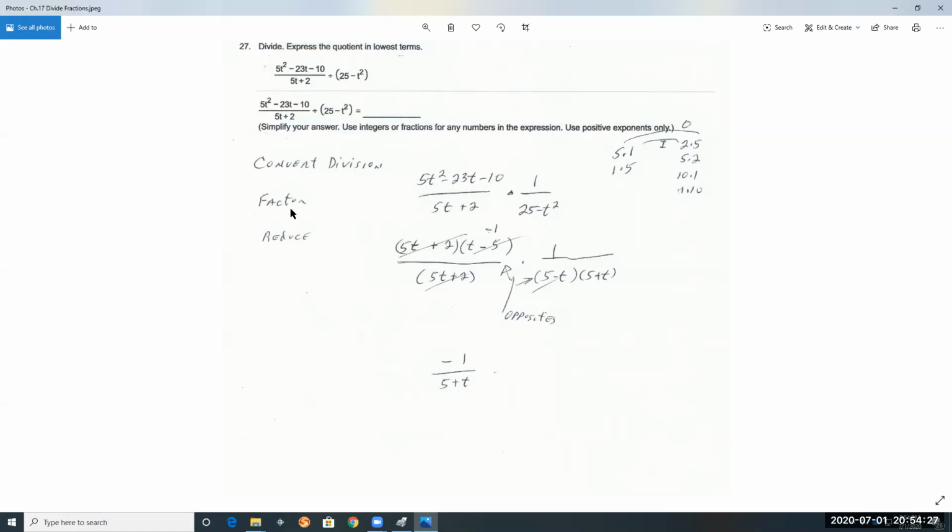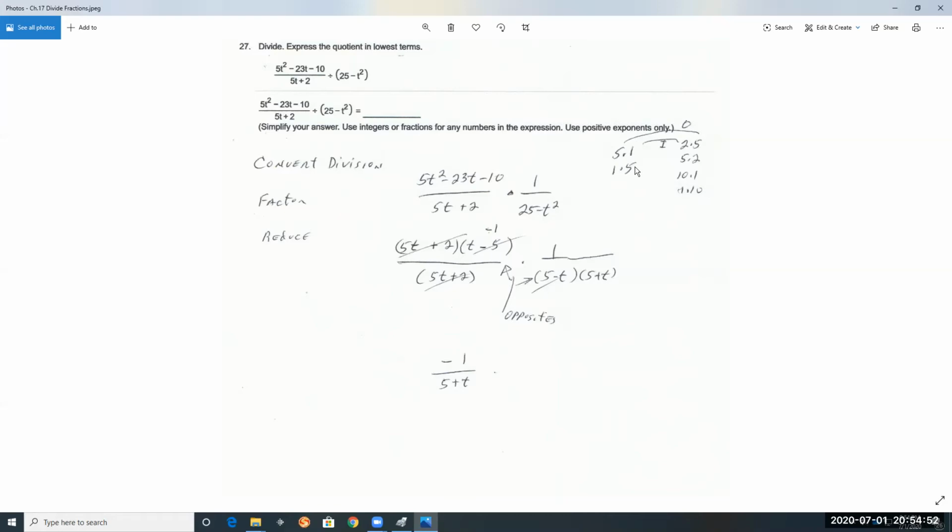The next thing I want to do is factor both numerators and denominator. This is a trinomial whose lead coefficient is greater than 1. I'm going to use the same technique I've showed you in a previous video. I write factors of 5 both in forward and reverse direction. I write factors of 10, 2 and 5, 5 and 2, 10 and 1, 1 and 10.